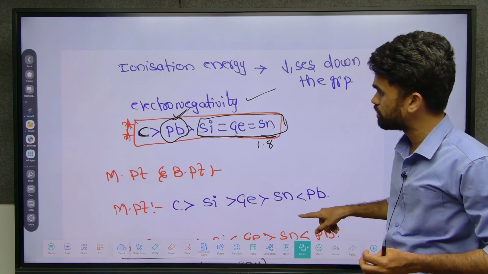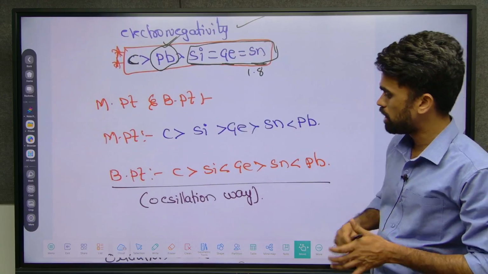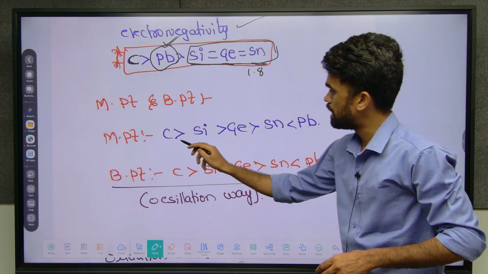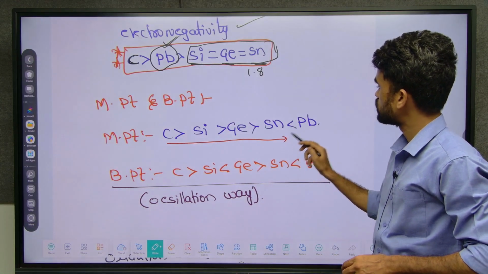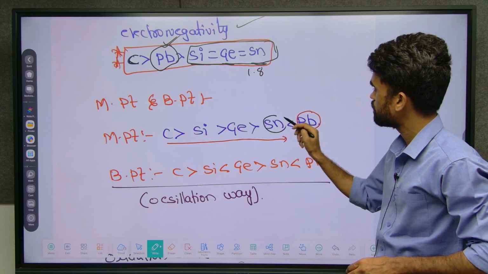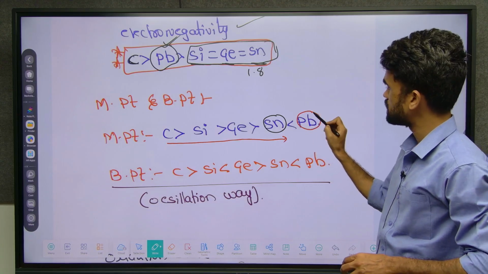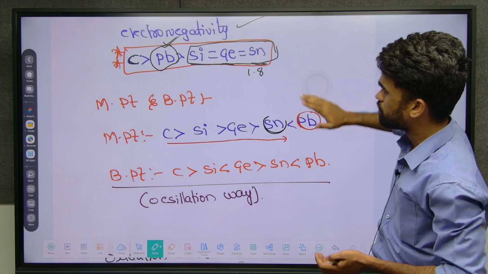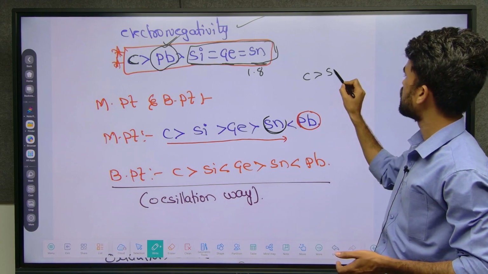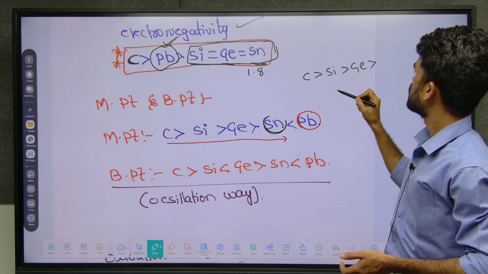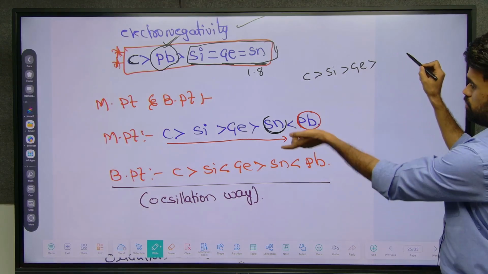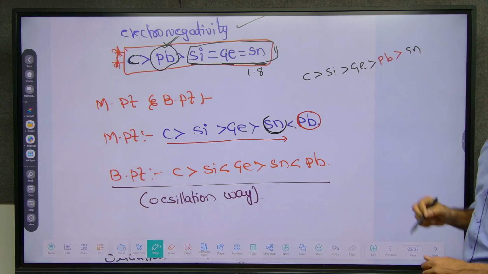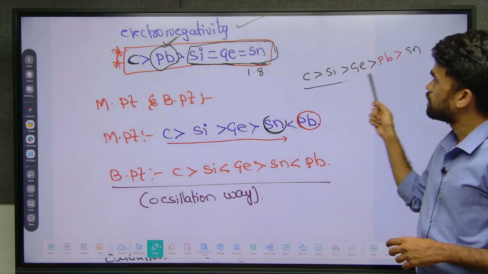Okay. The next one here, melting points and boiling points. So down the group, melting points and boiling points decrease. See, melting point is decreasing down the group. So tin will be greater than lead, so it means lead is the least one. You put it here like this. So what is the order? First carbon, silicon, germanium. Here it should be tin. Bring it this side. Lead, tin, like this. Okay. This is the melting point.